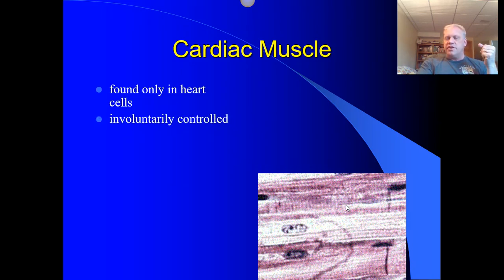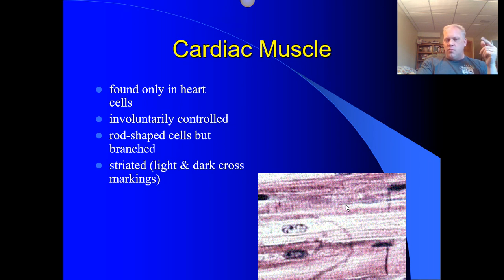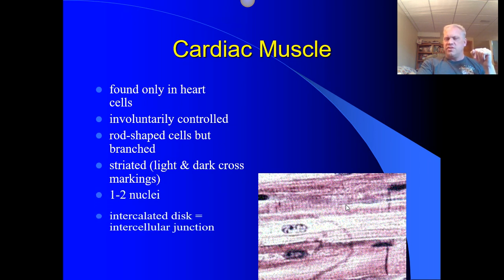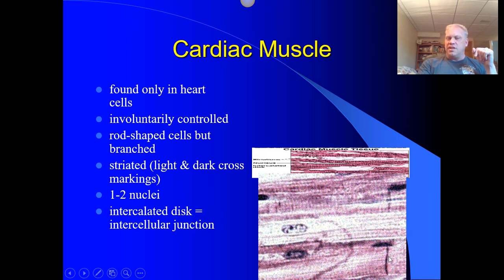They are involuntarily controlled, just like smooth muscle is, but we do find those rod-shaped cells, but they're branching off. They're not all in one straight pattern anymore. And wherever they're tied together, we will see the striations through there, but wherever they're tied together, we're going to see those dark marks, like right here, called intercalated discs.